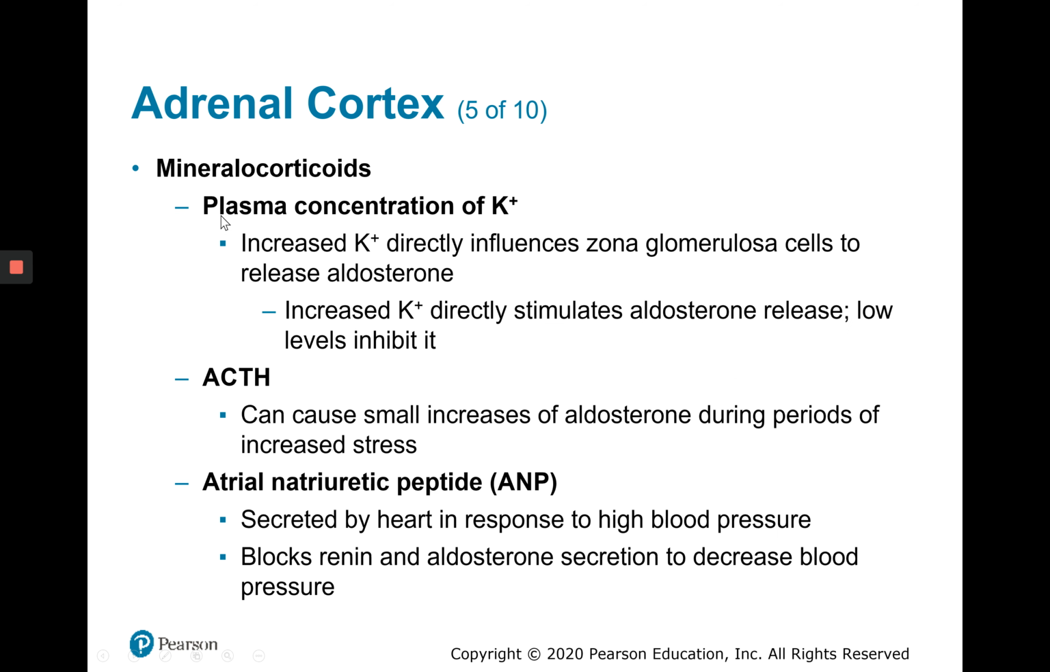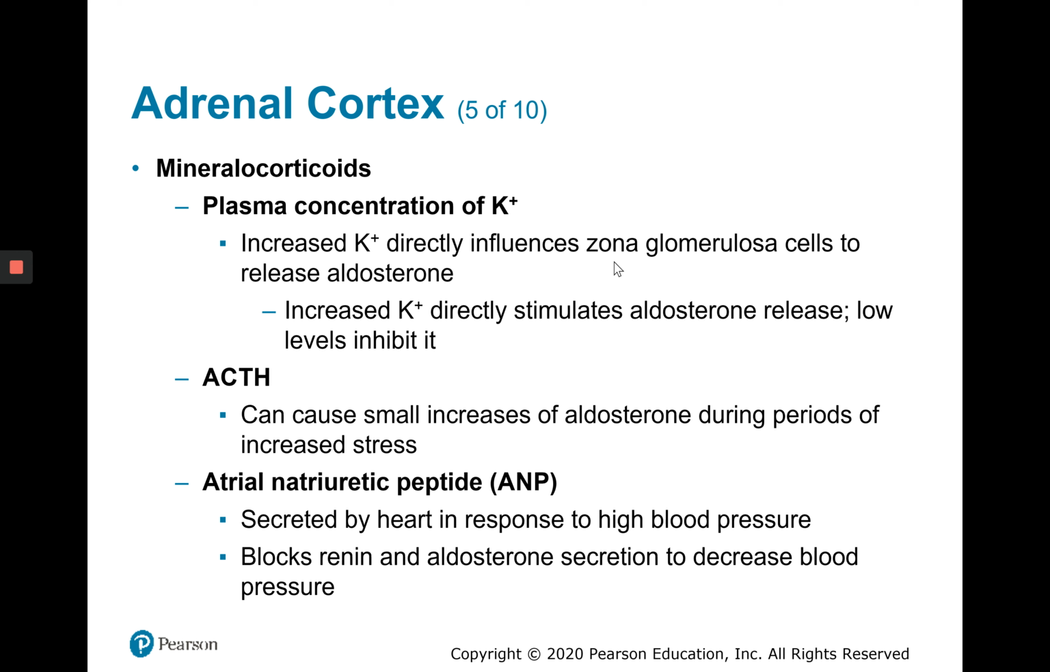If we have a high level of potassium in the blood, we can get rid of that potassium if we release aldosterone, because one of the effects of aldosterone is sodium reabsorption but potassium elimination. So increased potassium ion levels directly stimulate aldosterone release, and a low level of potassium ion would inhibit it. So we're going to see that changing the levels of potassium directly influences the cells of the adrenal cortex, the zona glomerulosa cells, that release aldosterone, a mineralocorticoid.